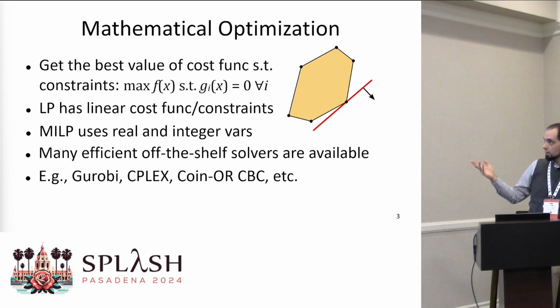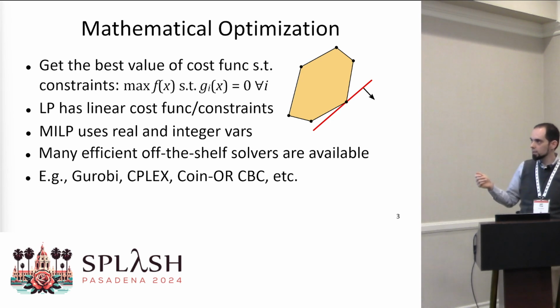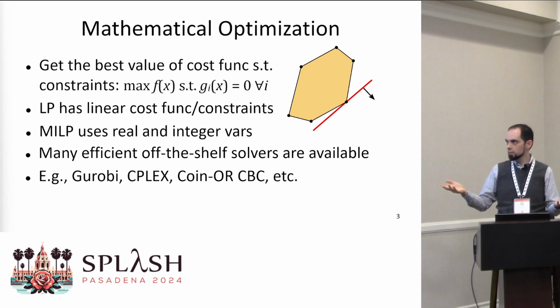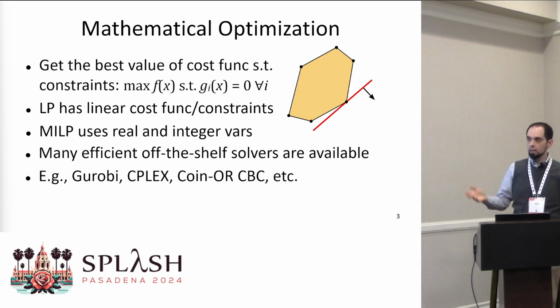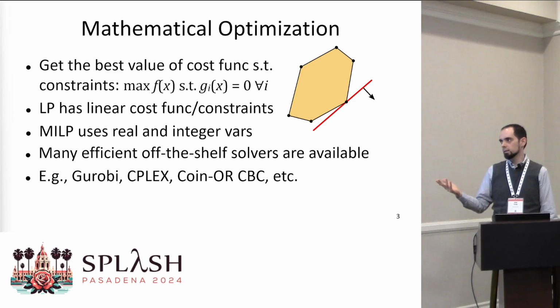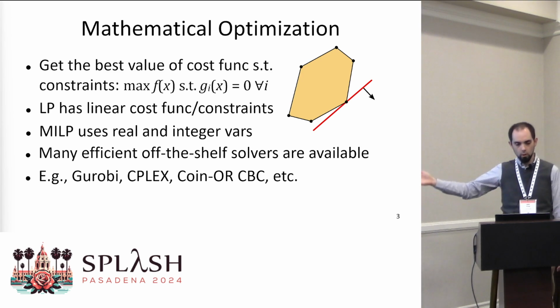One very common method of optimization is linear programming, also known as LP, which has a linear cost function, linear constraints, and real variables. There's an extension, mixed integer linear programming, that combines linear programming with integer variables. MILP is very useful because it applies to many different problems, and there are many efficient off-the-shelf solvers, for example Gurobi, CPLEX, COIN-OR CBC, and many more.